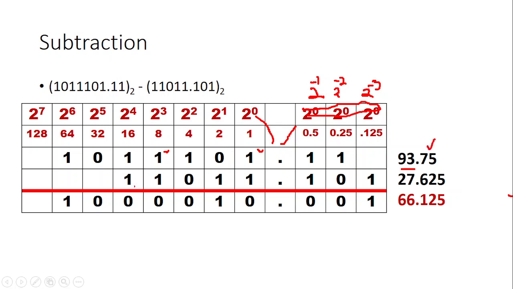Let's look at the next number over here. So this is 16 plus 8, 24. 24 plus 2, that is 26. 26 plus 1 is 27. You got it. And then 0.5 plus 0.125, that is 0.625.